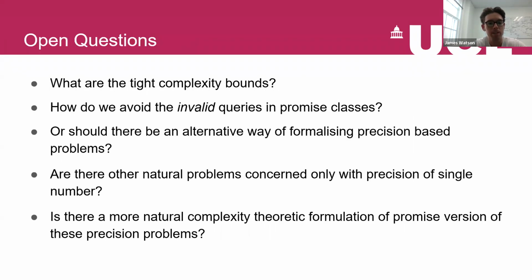So there are a bunch of open questions, such as what the tight complexity bounds are, how do we avoid invalid queries for promise classes, are there alternative ways of formalizing these precision-based problems, are there other natural problems of this kind, and are there more natural complexity theoretic formulations for promise versions.